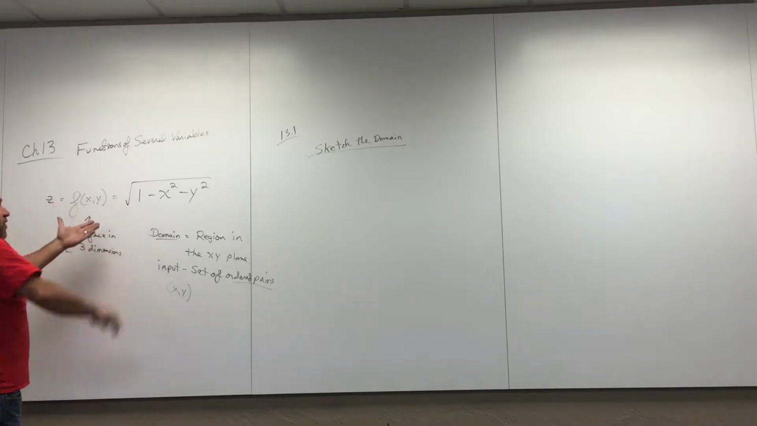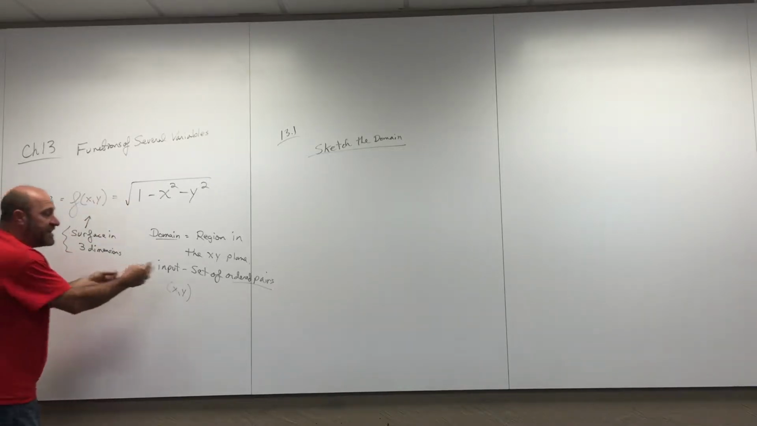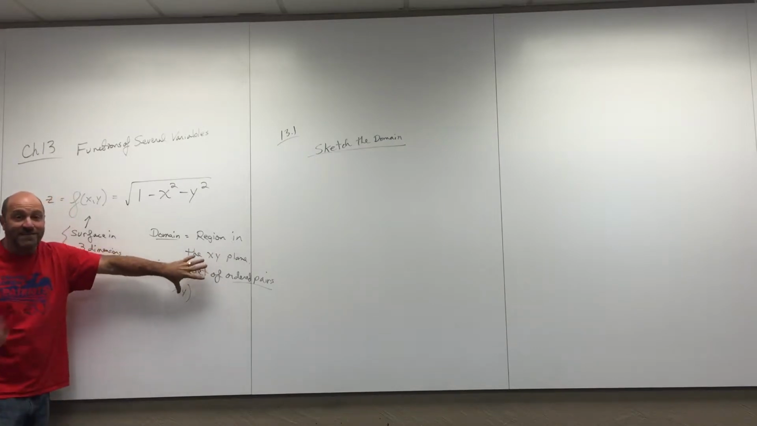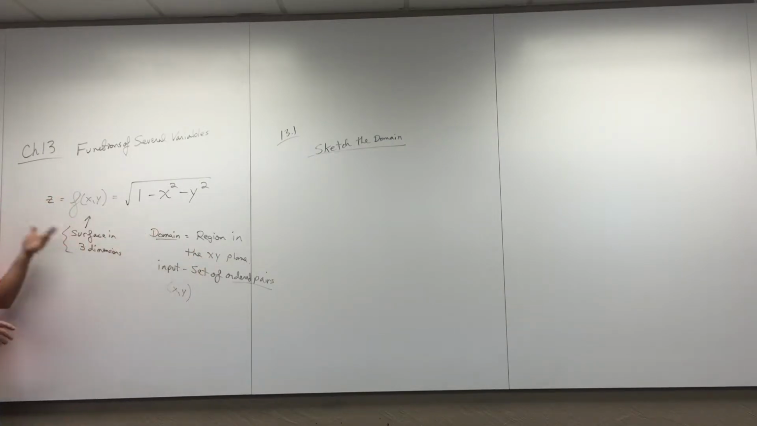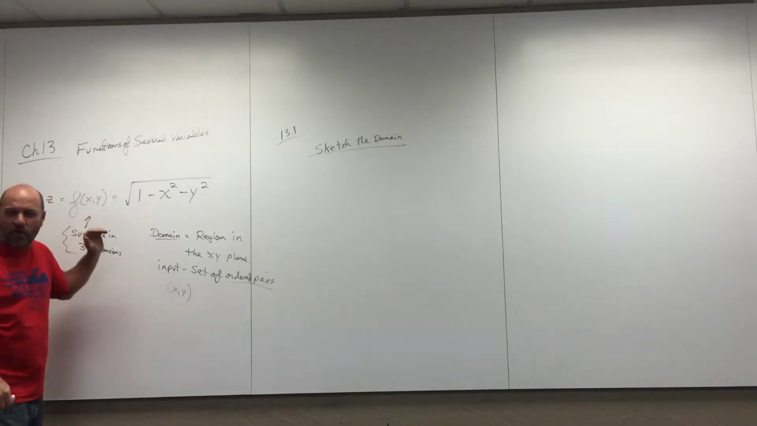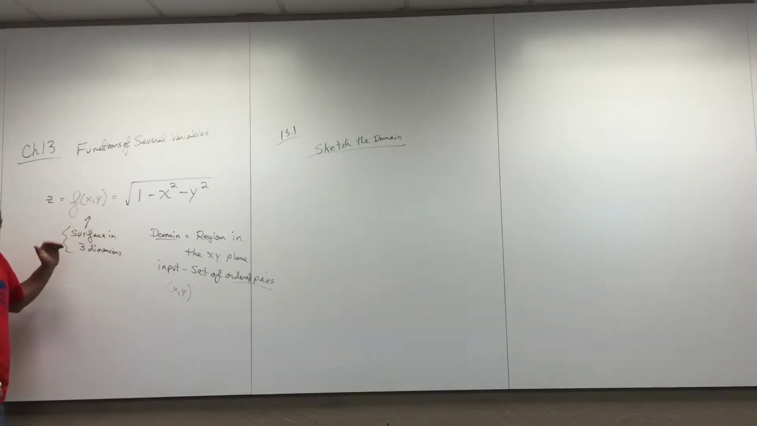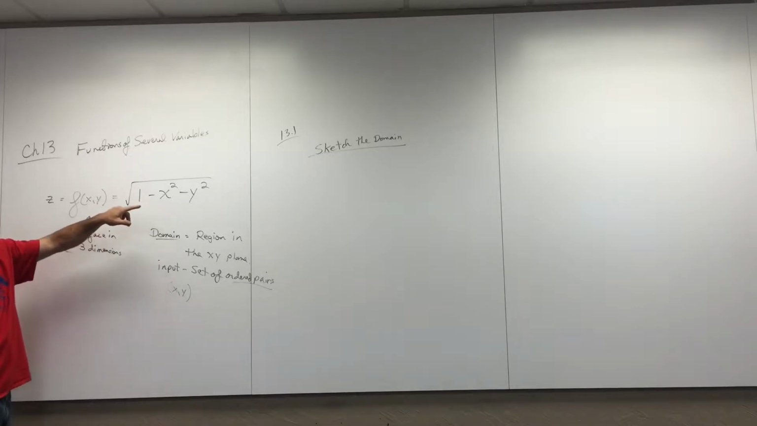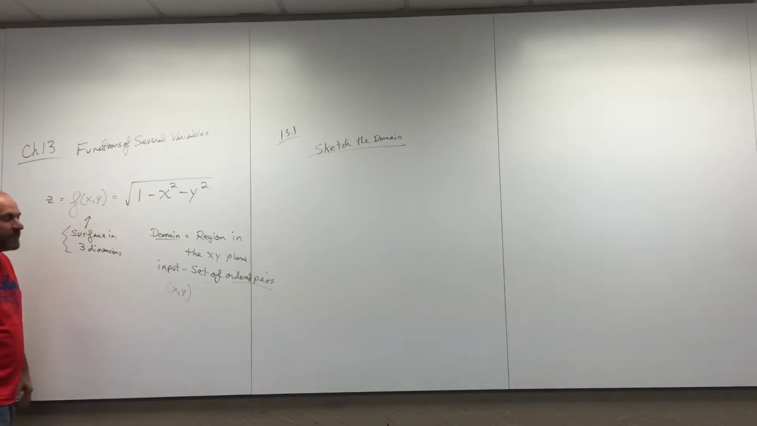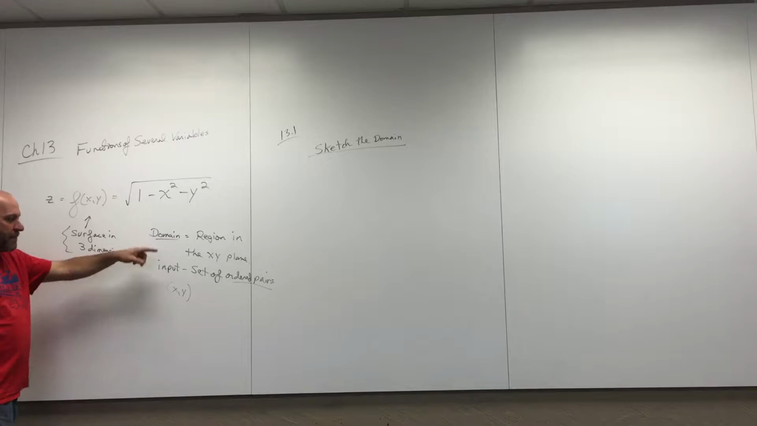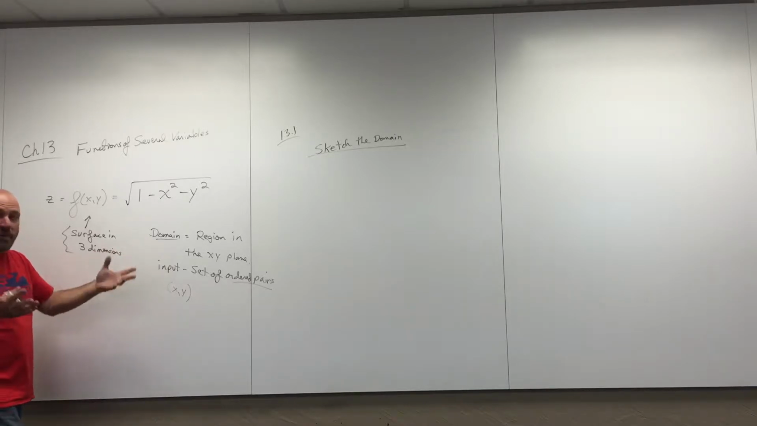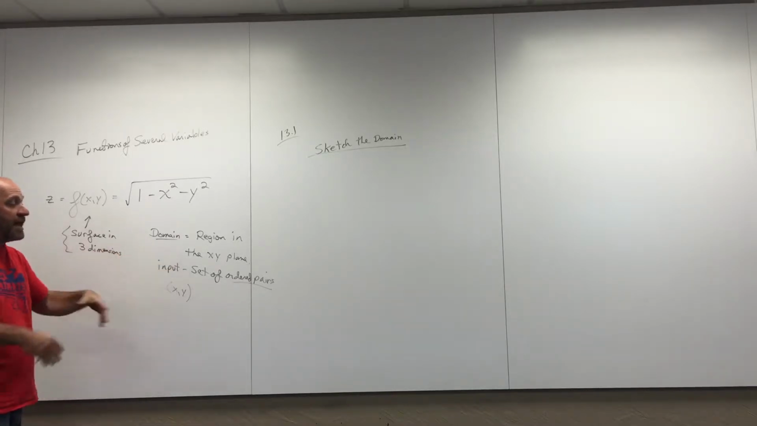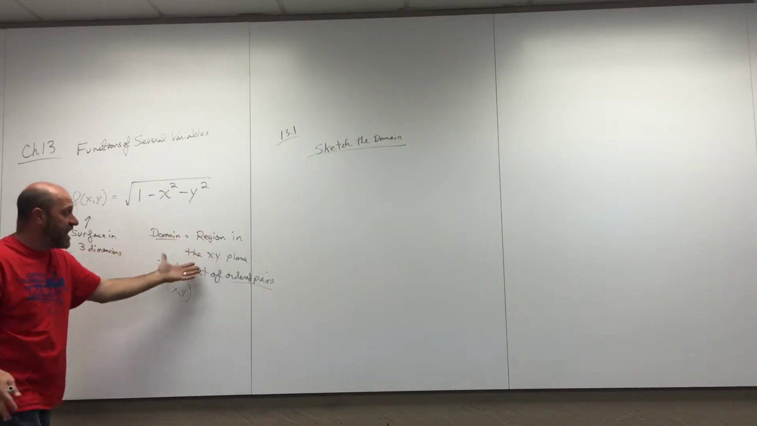So for this particular one, you plug in these inputs, these x's and y's, and it spits out z's. And z's are your output. If you wanted to talk about the range, you would be talking about the z values. The book asks you a little bit about range. Range is not my favorite question. I like these domain questions. Range is always a little trickier. So the domain is a set of ordered pairs x, y. They form a region in the xy plane.